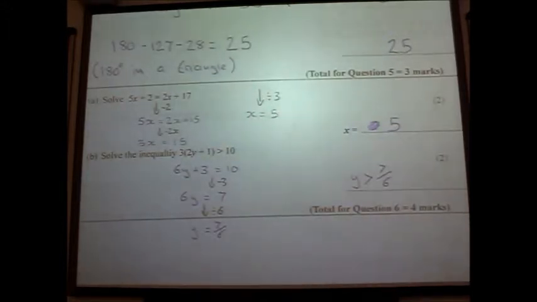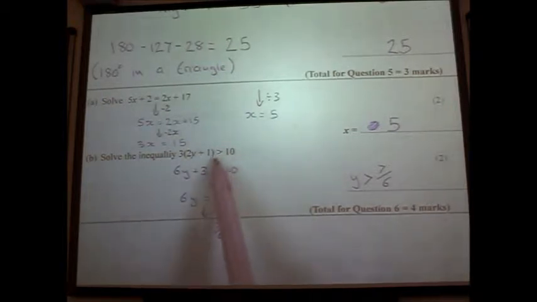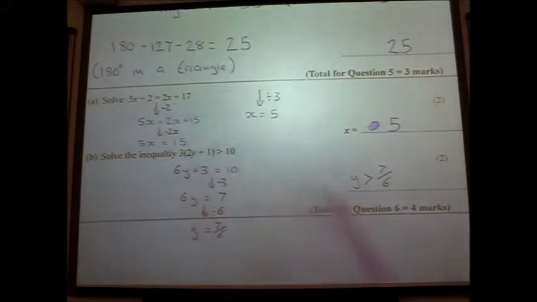The one underneath, solve the inequality. This is exactly the same, only you've got to replace that inequality sign with an equal sign, which I've done. You've got to put it back at the end, mind.